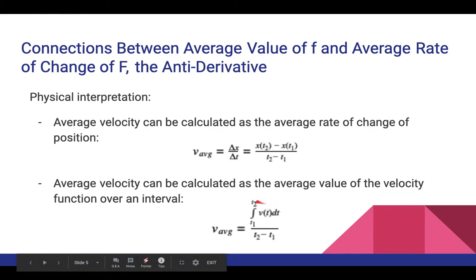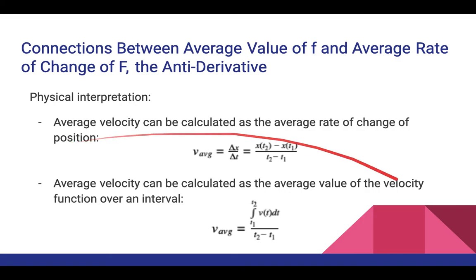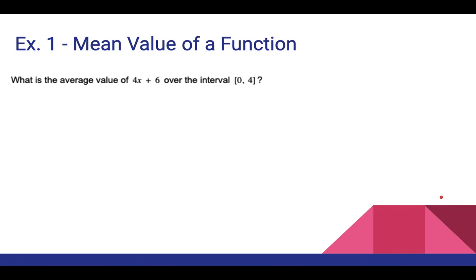So we can see that the average value of the velocity function is going to be equal to the average rate of change of the position function, where position is going to be the antiderivative of velocity, since velocity is the derivative of position. So let's look at an example of how this looks in practice and how we can use it to see if this is correct.